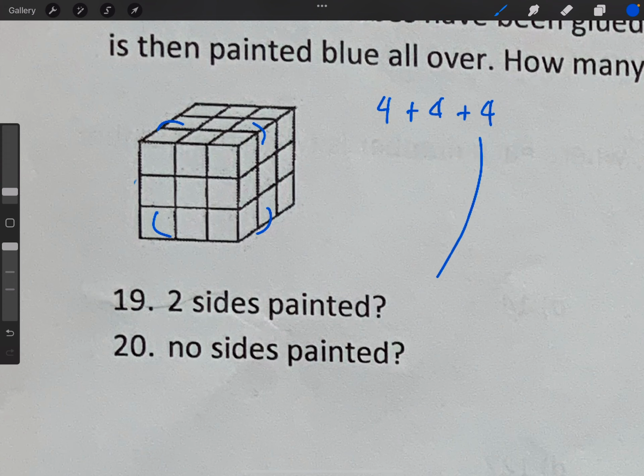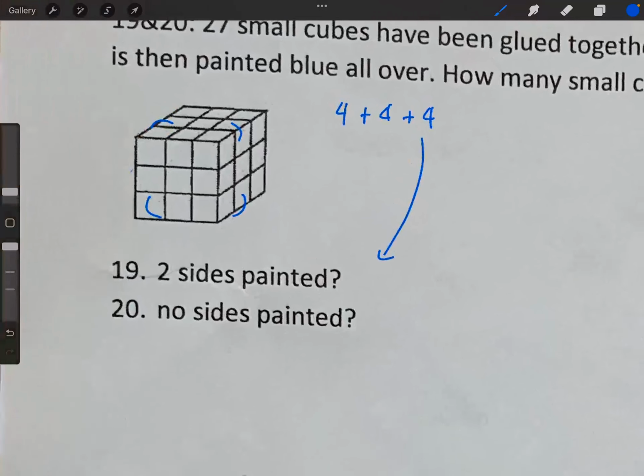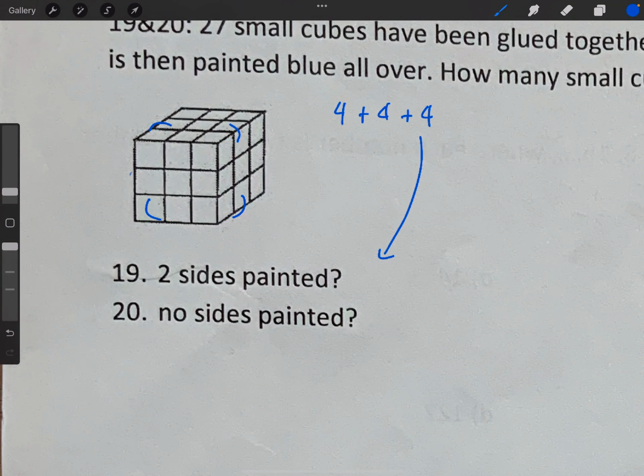So how many have 2 sides painted? Well, there's the answer there. Have no sides painted. Well, if you can imagine that all of the cube, every face will have been painted, that means that all the cubes have been painted.